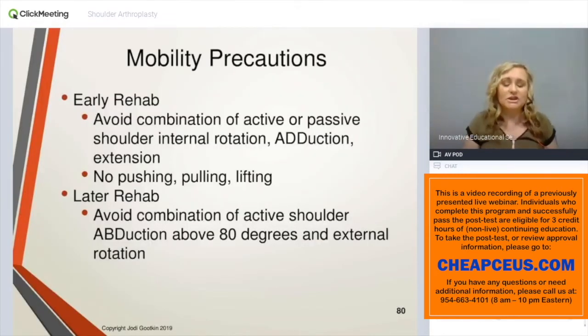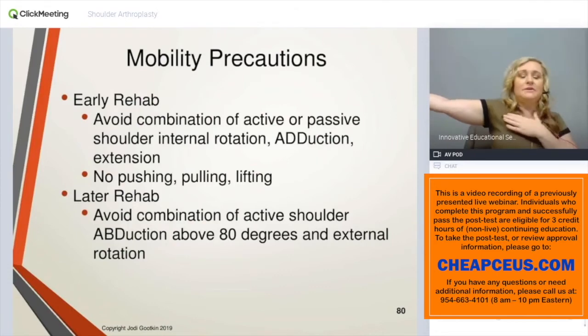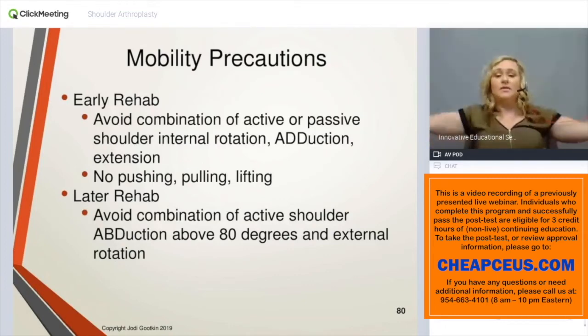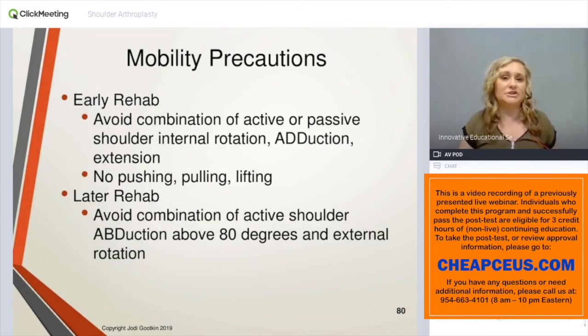In terms of mobility precautions, usually in early rehab, we're going to avoid those combinations of movements that we just discussed, as well as no pushing, pulling, or lifting. Remember those compressive and shear forces across the joint. And then in later rehab, we're going to avoid this movement of abduction with external rotation. It creates a long lever arm that, again, stresses that anterior capsule. You might think, when on earth am I going to do that? But if you're going in a cabinet to get something, you're just going to get that hanger or something off a shelf, you might be going up into that position.